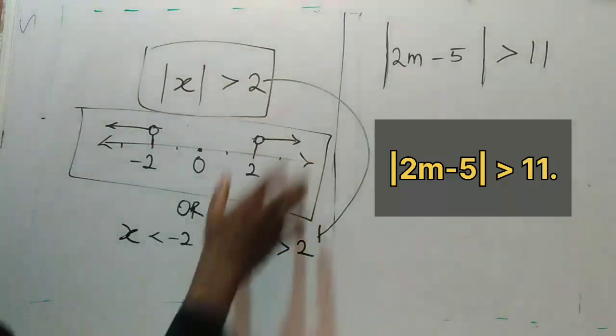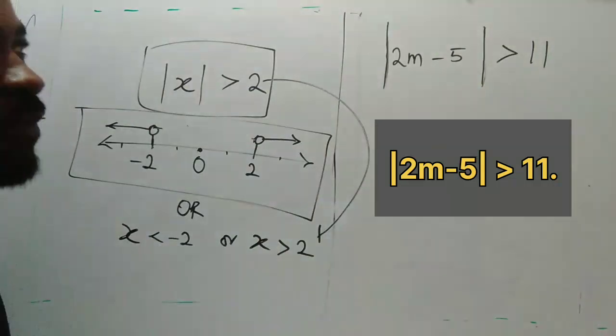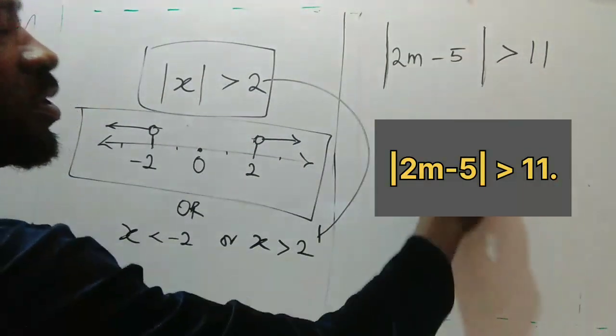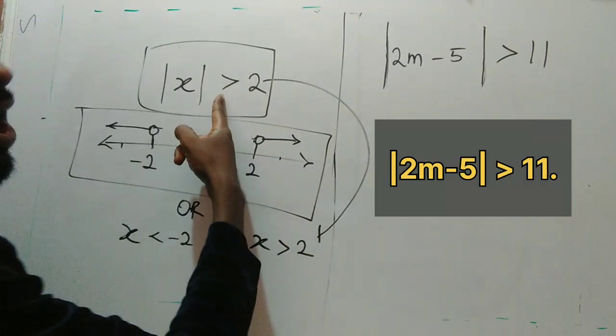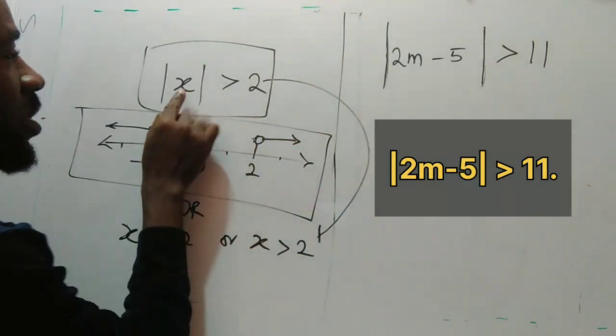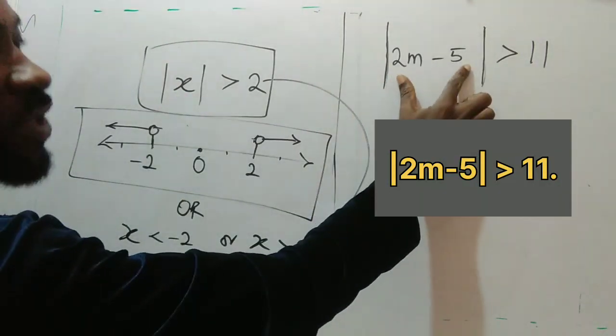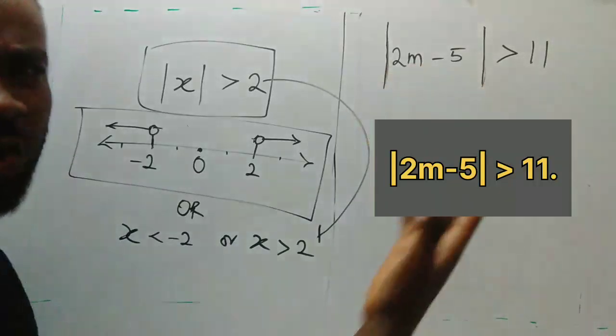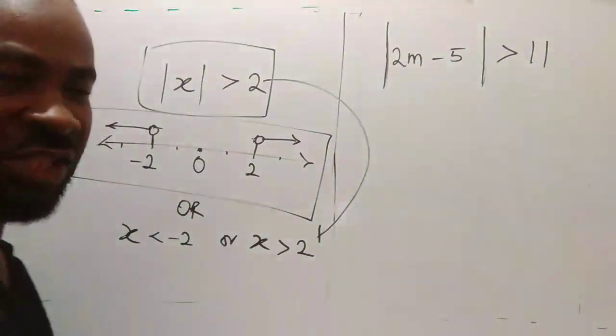So we are going to apply this concept to this now. We have absolute value, and then greater than, just as we have here. The only difference is that what is inside here is x, while what is inside the absolute value is 2m. Then we are going to apply the same principle to it.